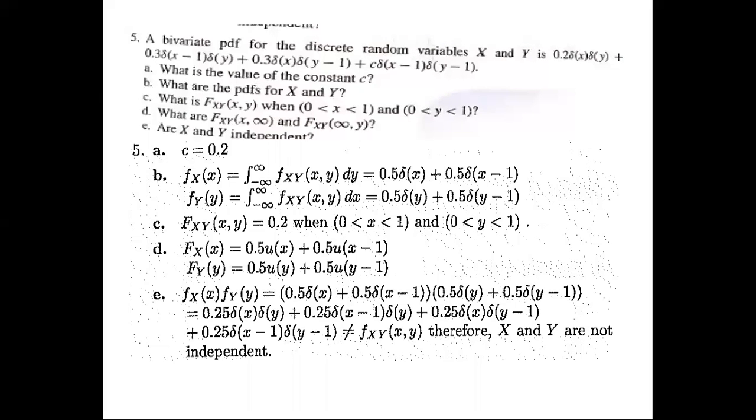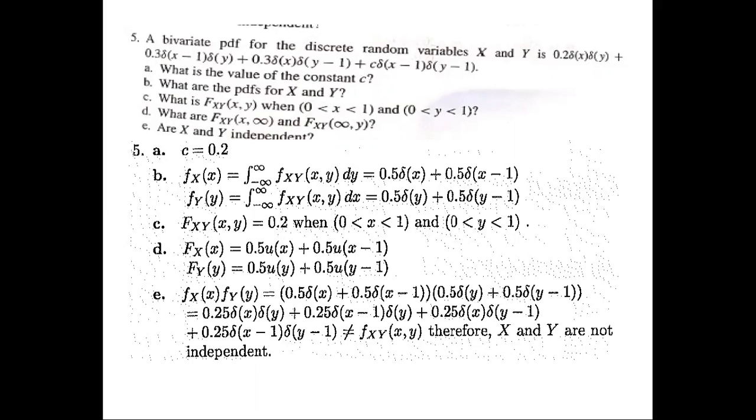Or rather, one can say that if you double integrate it, you'll get 0.2 plus 0.3 plus 0.3 plus c is equal to 1, because when you double integrate over the whole range, it should be equal to 1. Total probability should be equal to 1. If you integrate the PDF over the overall region, you should get the value 1. That is the total probability.